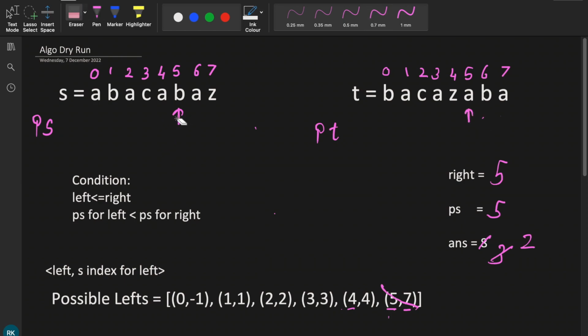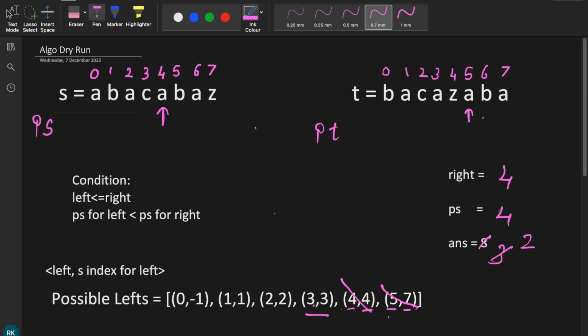We come here. In this case we come here. Again both are equal, so we update our right and PS. Right becomes equal to PT minus 1, that is 4, and PS is also 4. Now left is less than equal to right. This condition is satisfied, but PS for left, that is 4, is not less than PS for right. So we remove this element from the array and 3,3 becomes the left.